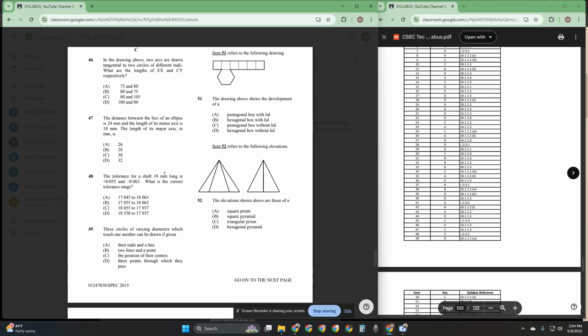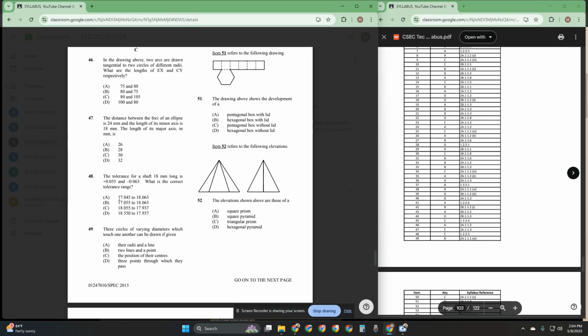48. The tolerance for a shaft 18 millimeters long is plus 0.055 and minus 0.063. What is the correct tolerance range? Now, tolerance refers to room for error, basically, right? So what's the correct tolerance range?